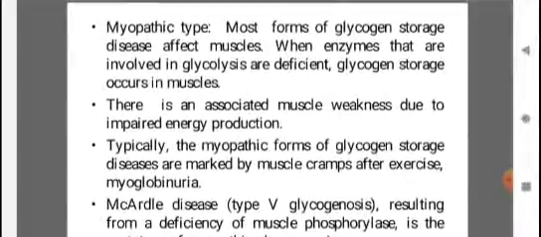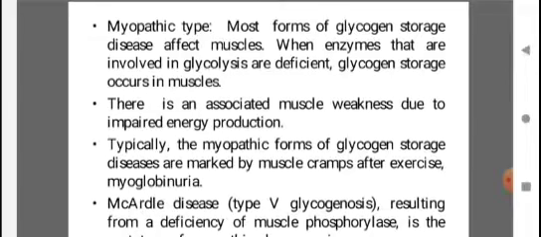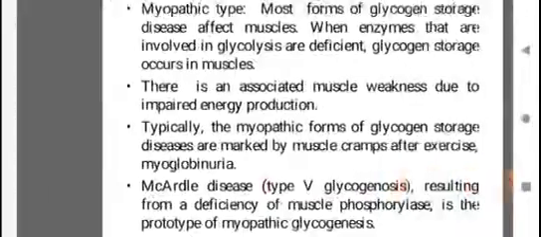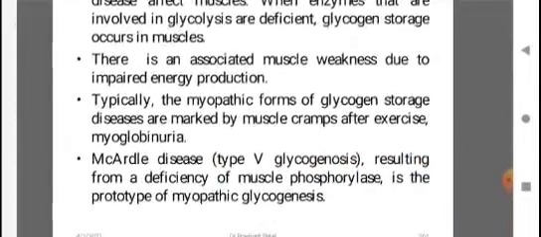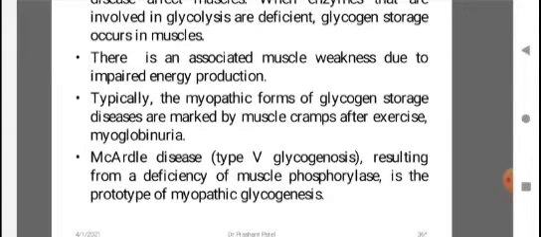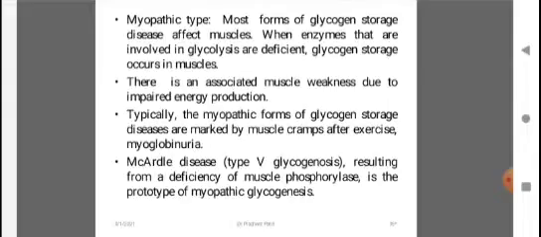Second, the myopathic type, the forms of glycogen storage disease which affect the muscle. When enzymes that are involved in glycolysis are deficient, glycogen storage disease occurs in muscle. There is associated muscle weakness due to impaired energy production. Typically, myopathic forms of glycogen storage disease are marked by muscle cramps after exercise and myoglobinuria. McArdle disease, resulting from a deficiency of muscle phosphorylase, is the prototype of myopathic glycogenosis.